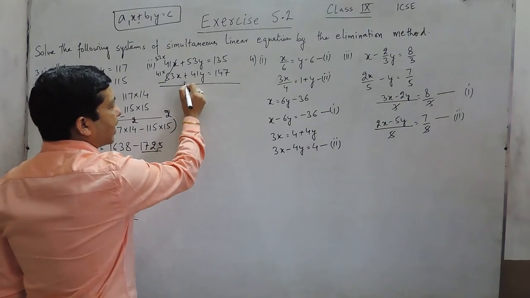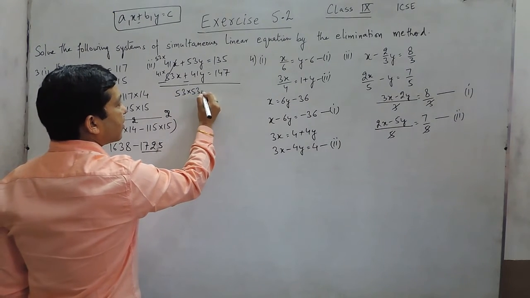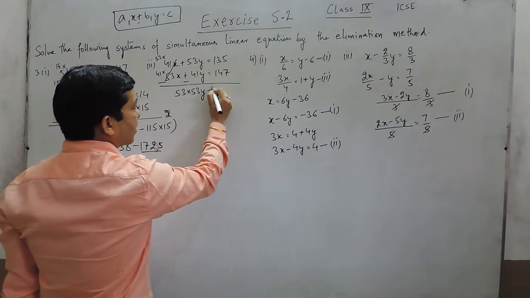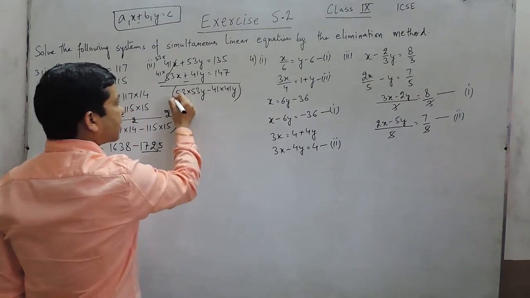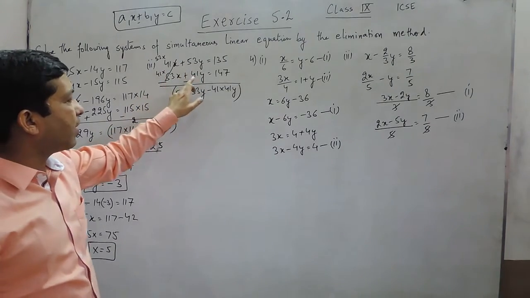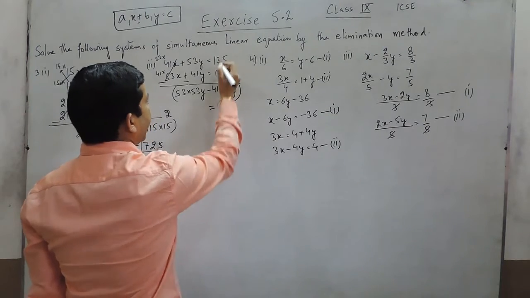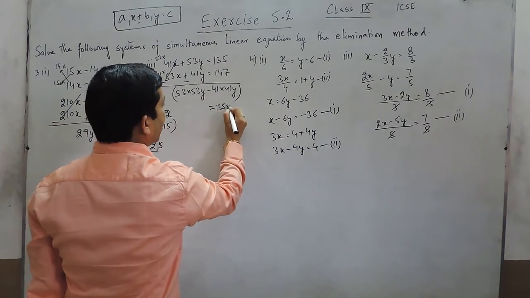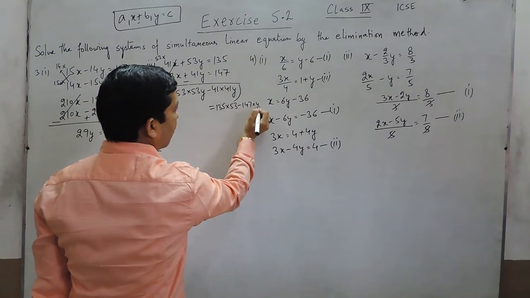When I am subtracting here, it will be 53 into 53y minus 41 into 41y. This is the multiplication of 53 with 53 and 41 with 41, while on the right hand side it is 135 into 53 minus 147 into 41.